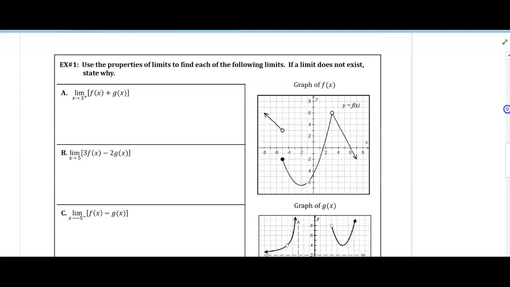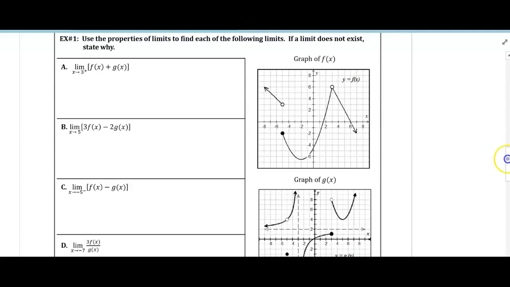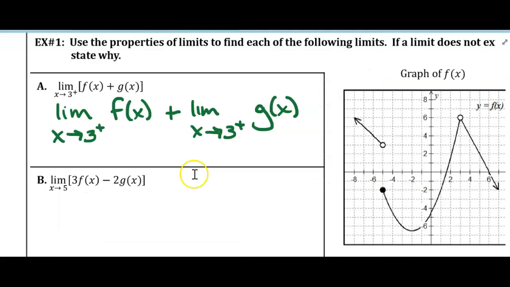Now, just to make sure we are straight, we have two functions in each of these, f and g, and we see the graph of f on top, the graph of g on the bottom. When I'm looking at example A, I see that I'm taking the limit as x approaches 3 from the right of f of x plus g of x. The first thing I want to do, even before I look at the graphs at all, is rewrite my limit in a way that is easier for me to work with.